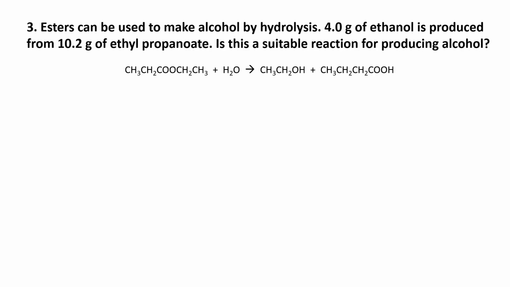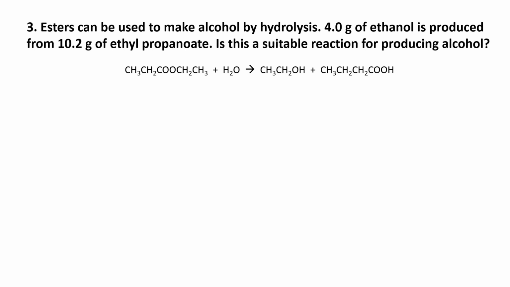Here is an example of the type of question where we would have to compare atom economy and percentage yield. Esters can be used to make alcohol by hydrolysis. 4 grams of ethanol is produced from 10.2 grams of ethyl propanoate. Is this a suitable reaction for producing alcohol?